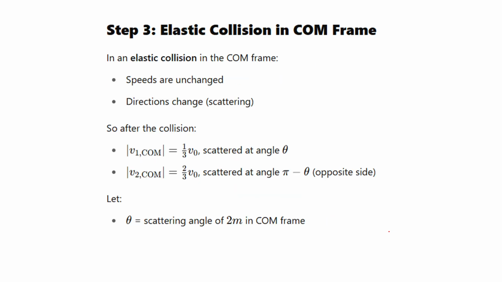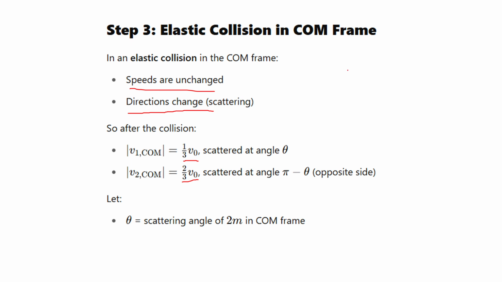give us a great advantage to solve this question. So let us see how we can solve it. In this elastic collision, speeds are unchanged. Direction will change, of course, because of scattering. So after the collision, the first particle will move with 1/3 v0, because we have calculated the velocity with respect to center of mass as 1/3 v0. Similarly, for the second particle, the speed will be 2/3 v0. And suppose I assume theta as the scattering angle of 2m in the center of mass frame.